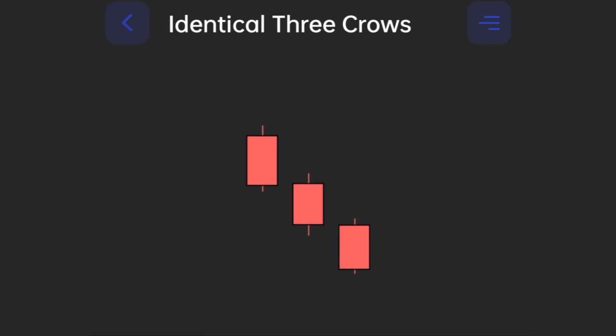Identical three crows. Identical three crows is a three-candlestick bearish reversal pattern occurring during an uptrend. The first candle has a long black body. The second and third candles open at the close of the previous candle in the series.